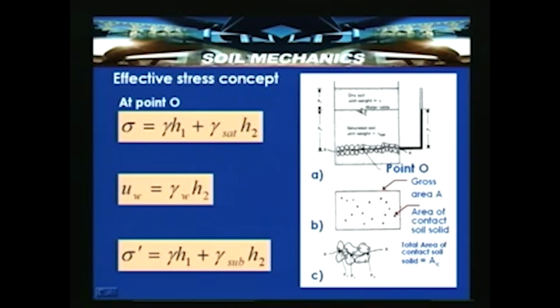So, here the pressure is 0 and here the pressure is gamma W H2. So, the pore water pressure is gamma W H2 at this point O. So, effective stress is nothing but sigma minus UW. So, we can obtain gamma H1 plus gamma sub H2. So, gamma sub, that is gamma dash, is equal to gamma sat minus gamma W. So, that can be simplified and written as sigma dash is equal to gamma H1 plus gamma sub H2.